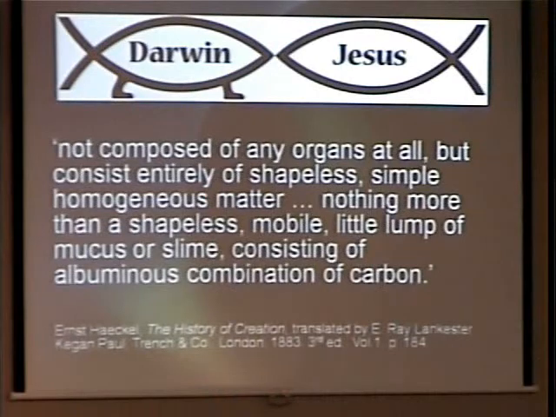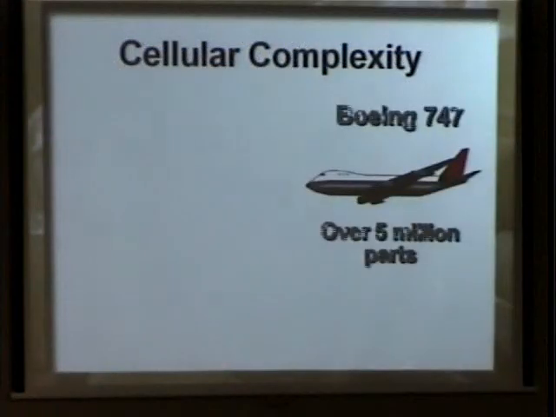But this is how Haeckel described the bacterial cell. He actually named the bacterial kingdom Monera. It's since been renamed, but not composed of any organs at all, but consisting entirely of shapeless, simple, homogeneous matter. Nothing more than a shapeless, mobile little lump of mucus or slime consisting of albuminous combinations of carbon. Shapeless, mobile little lump of mucus or slime. That was how they viewed the cell in Darwin's day. But we know that the cell is much, much more than that now.